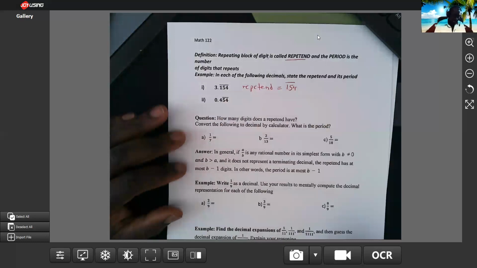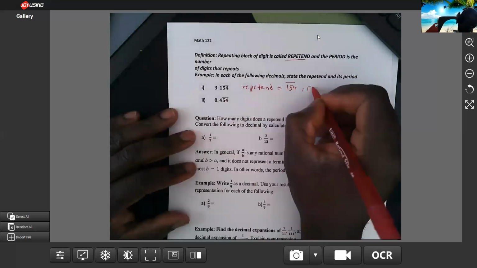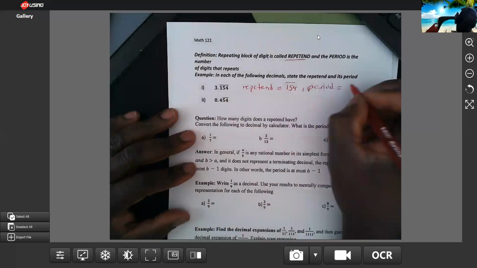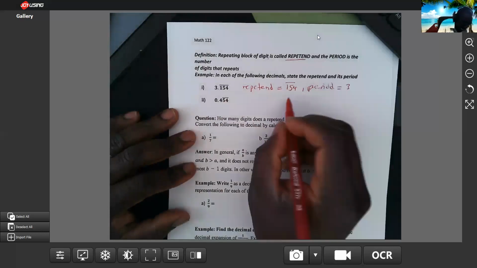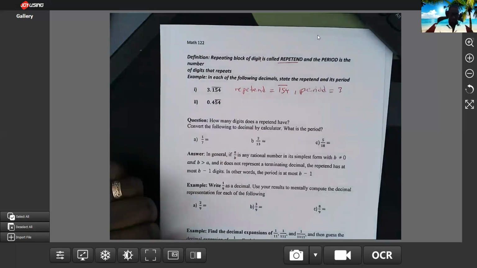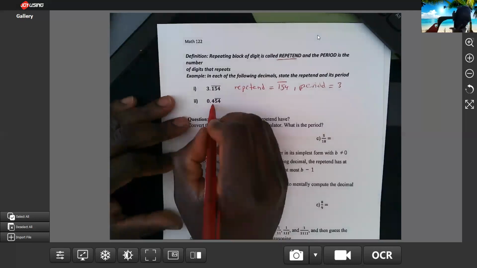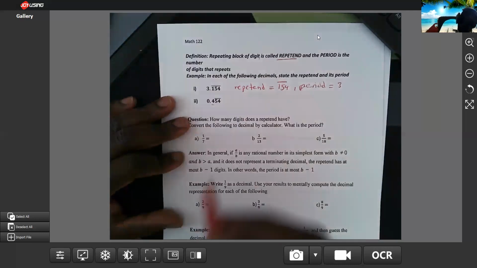Now, how many digits are in the repetend? So the period is what? It is 6, because there are six digits in the repetend. Okay, now second, what is the repetend here?